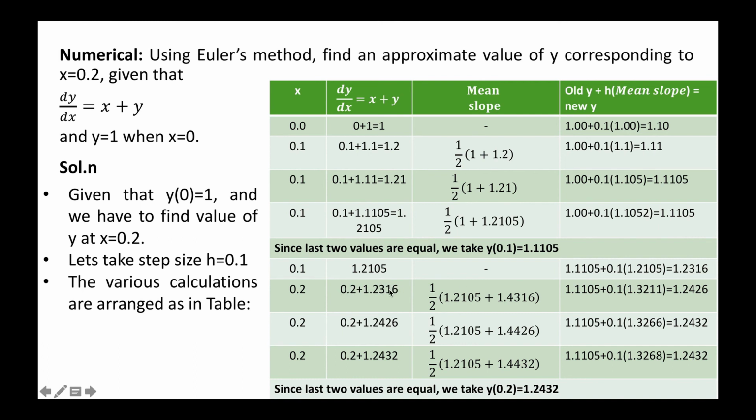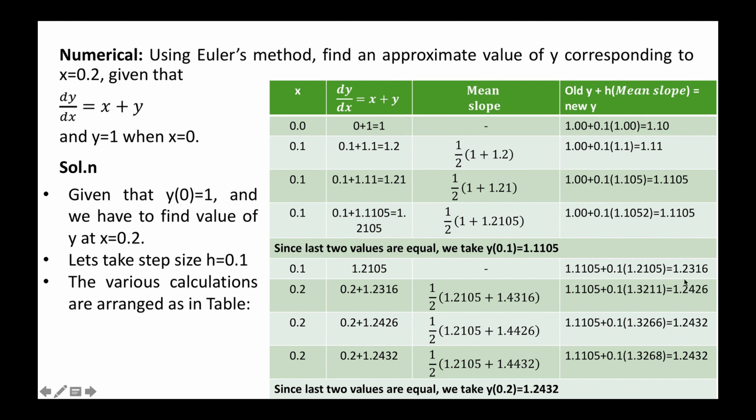the value from the Euler method, 1.2316. The mean slope uses the slope at point P1, which is 1.2105, and the slope at point P2, which is 1.4316. The new value of y using the modified Euler method now comes out to be 1.2426. Again, the value of y from the Euler method changes to 1.2426 using the modified Euler method.